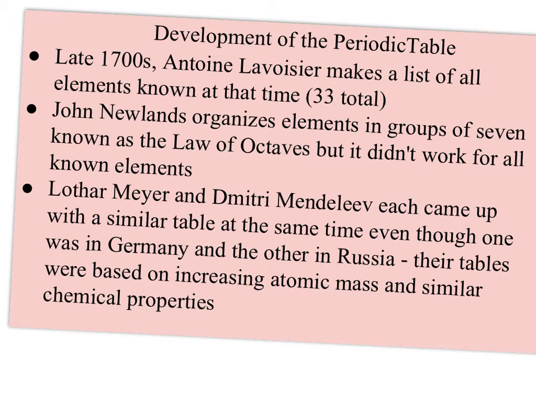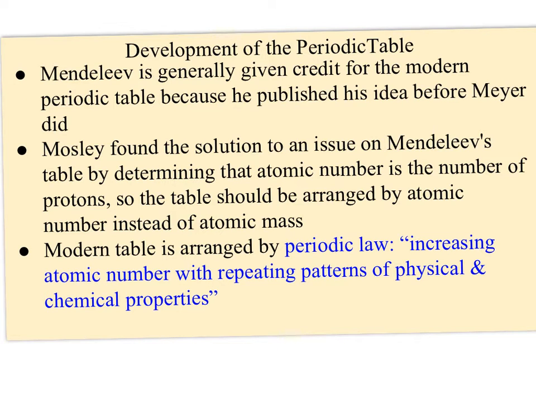Newlands organized them in groups of 7, which worked for the first 7, but then there were some problems with it, so it didn't work for all the known elements. So 7 wasn't quite the number we were looking at. And then two fellows, Meyer and Mendeleev, each came up with a very similar idea at the same time, even though Meyer was working in Germany and Mendeleev was working in Russia. They both based their tables on increasing atomic mass as you go left to right, and then similar chemical properties as you come down the columns. Mendeleev is generally given credit for this table because he happened to publish his idea before Meyer did.